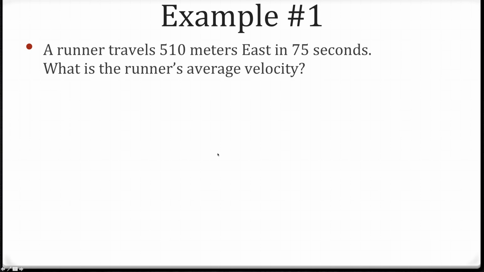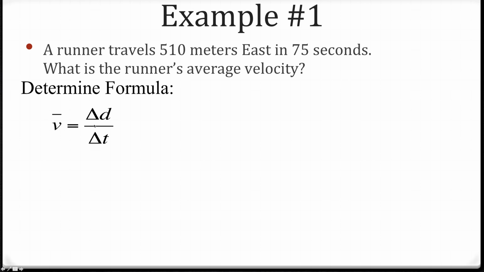All right, we're going to go through some different examples, and we're going to use several of the different formulas on that formula page. The first example: we have a runner traveling 510 meters east in 75 seconds. We want to know what the runner's average velocity is. Our average velocity formula is the first one written on your page. We're not really going to use it all that much in this unit, but you still need to know how to use it, and it's probably the easiest formula of all of them. The formula is v equals delta d over delta t, which means change in distance over change in time.